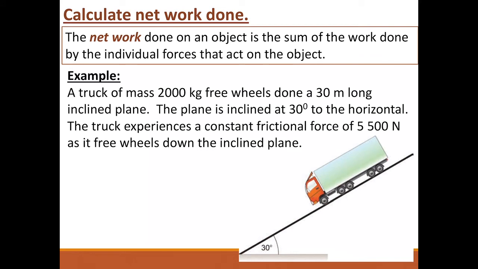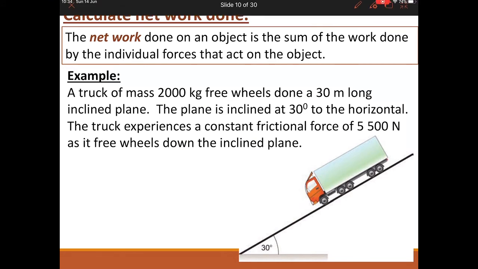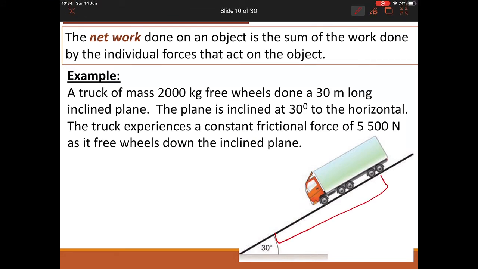So a truck of mass 2,000 kilograms free wheels, which means brakes aren't being applied, the foot isn't on the accelerator, they're allowing it to just move under the force of gravity down a long, 30-meter long incline. So what they are saying to us is that the distance, delta x, that the truck is going to move is going to be 30 meters. The plane is inclined at 30 degrees. The truck experiences a frictional force of 5,500 newtons. So that's in that direction.